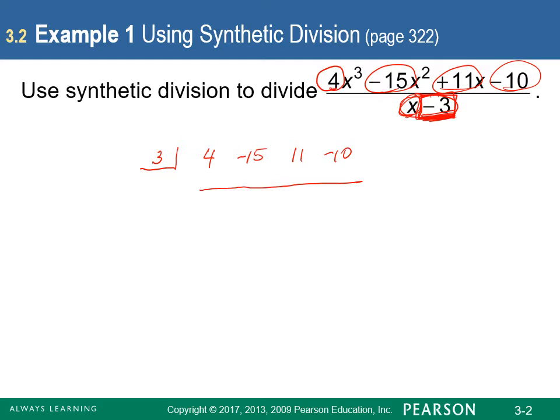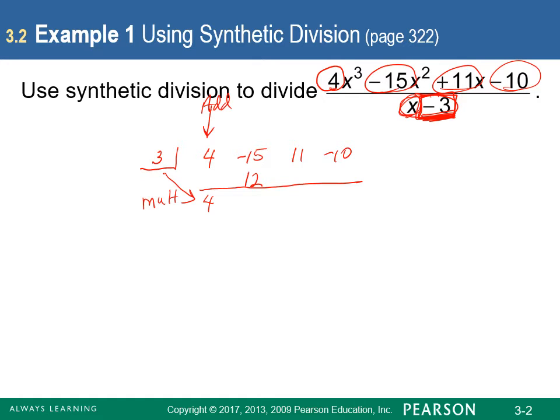It's very automated. You add vertically. For example, 4 plus nothing is 4. And then you multiply horizontally. 3 times 4. And write that above the line under the next number. And then repeat the process.